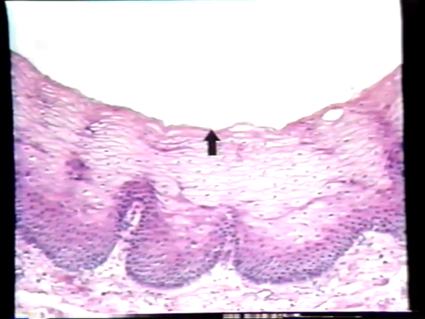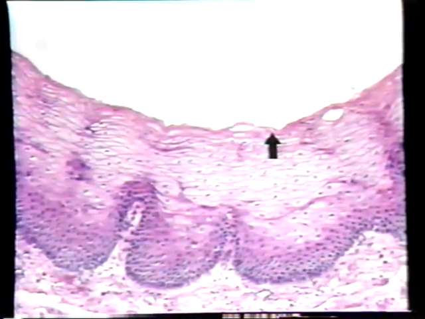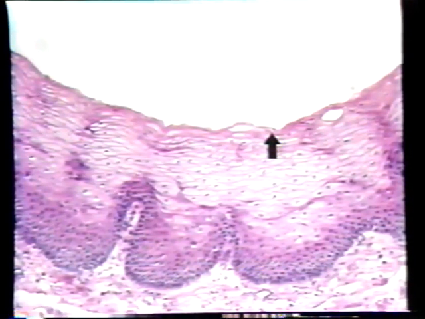Now, this is not only a stratified squamous epithelium, but it is also called a stratified squamous non-keratinized epithelium. And the reason for that is that all of the cells have nuclei that you can see in them. And the nuclei are present even in the uppermost cells, such as this one right here. So when you have a stratified squamous epithelium and you can see nuclei in the uppermost cells, it's defined as a stratified squamous non-keratinized epithelium.